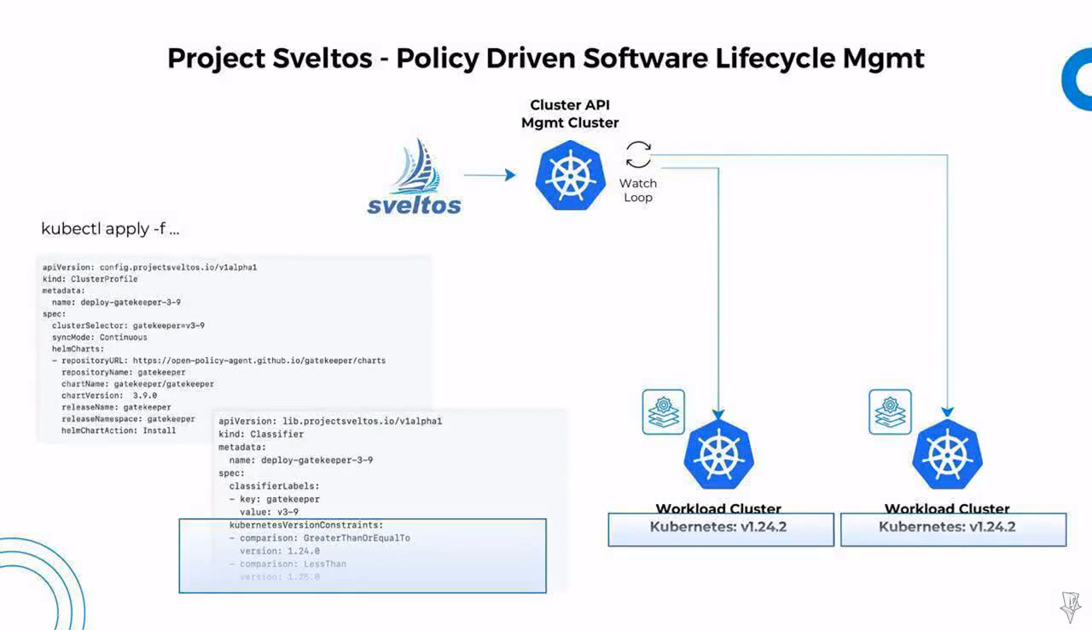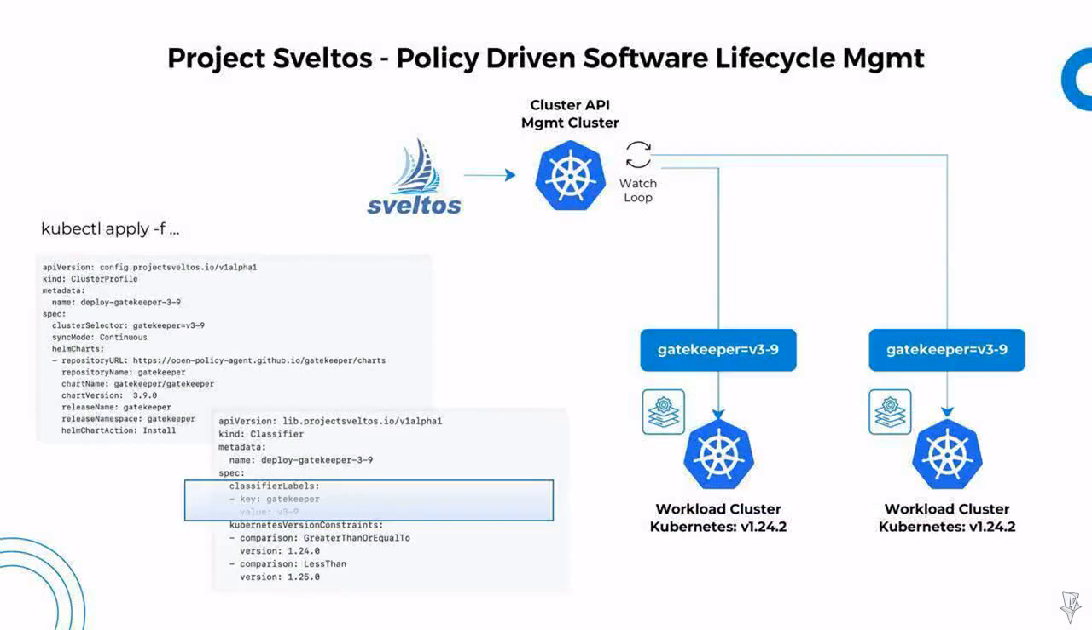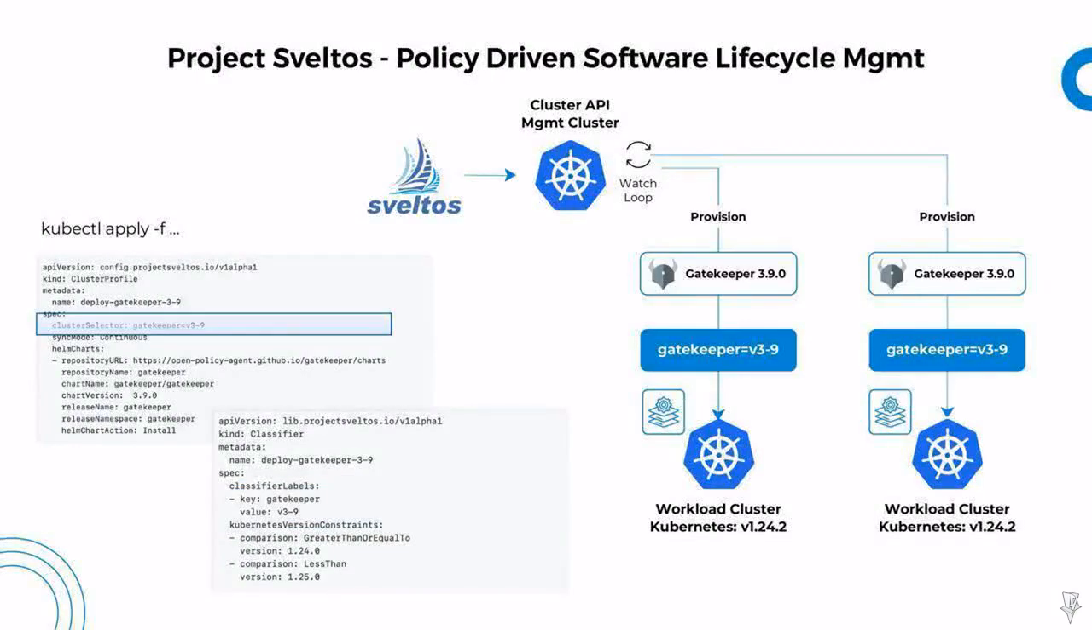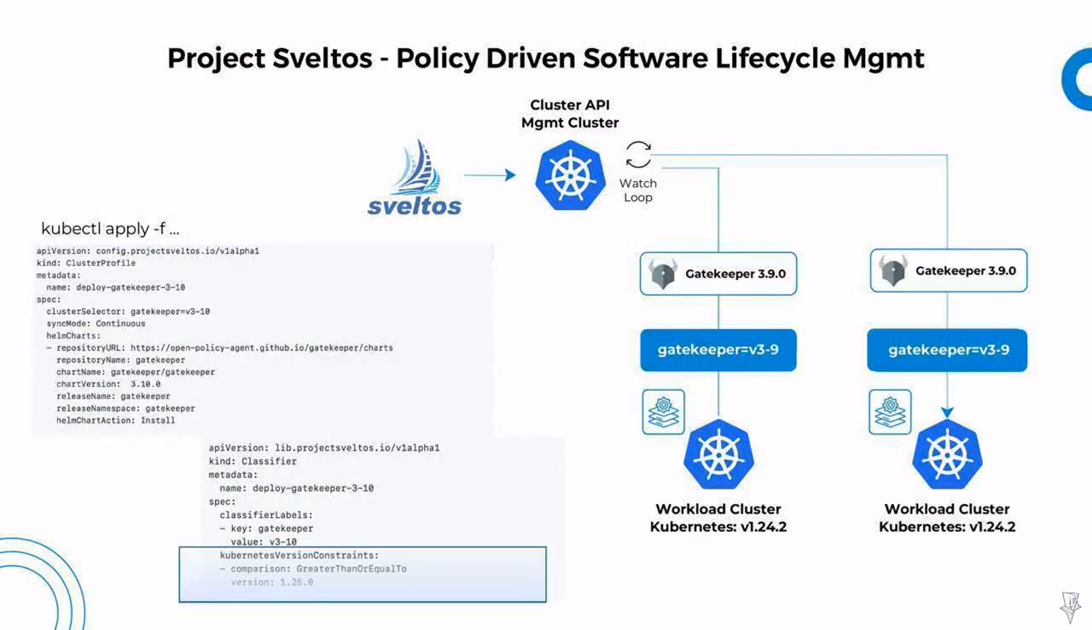Because both workload clusters are running Kubernetes version v1.24.2, they both match the classifier. Since both clusters match the classifier instance, the label Gatekeeper v3.9 is added by Sveltos to both clusters. As soon as this new label is added, both clusters start matching the cluster profile, and the Gatekeeper Helm chart is provisioned. Admin now posts another classifier matching any cluster with Kubernetes version higher than or equal to v1.25.0.